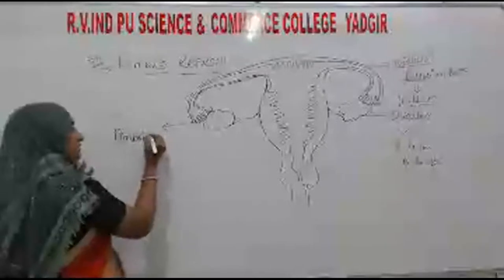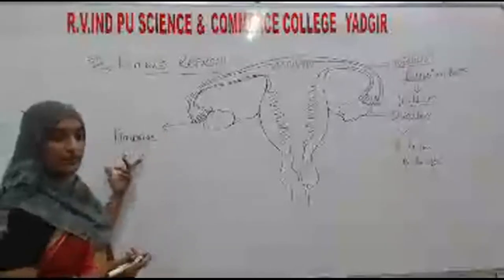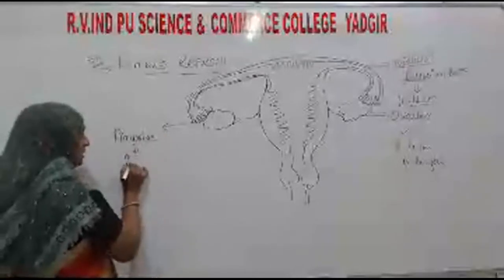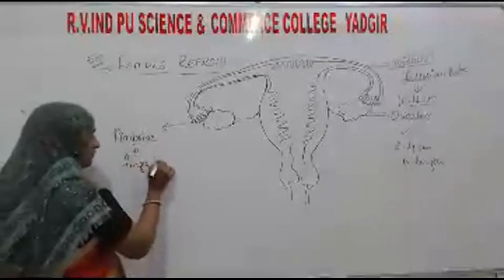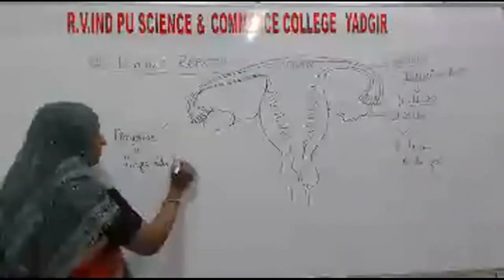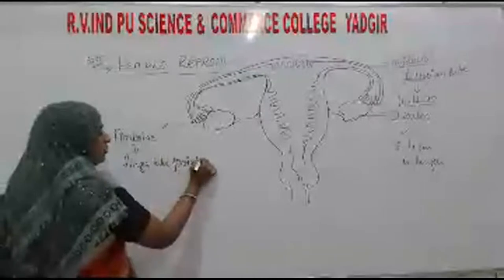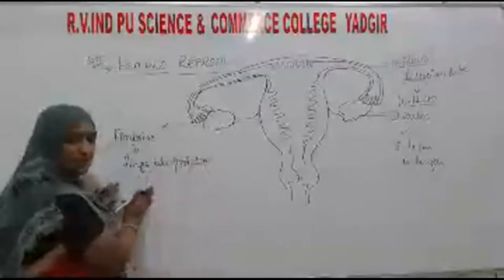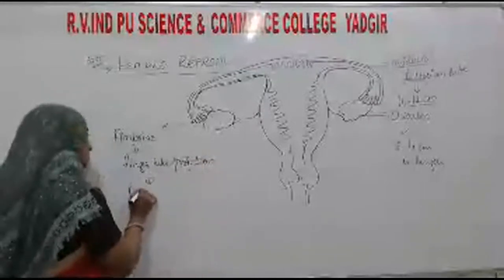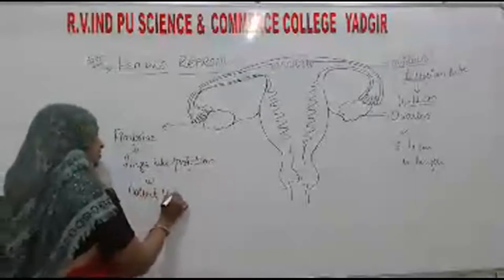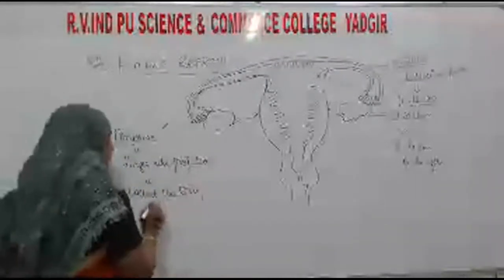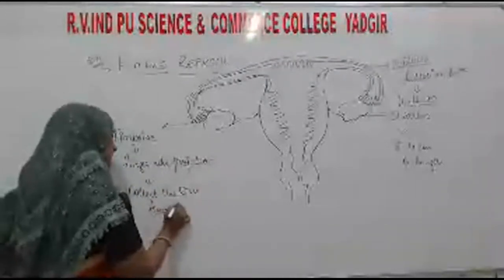What are these? These are the fimbriae. What are fimbriae? These are the finger-like projections. What is the function of these fimbriae? That is to collect the ova from the ovaries.